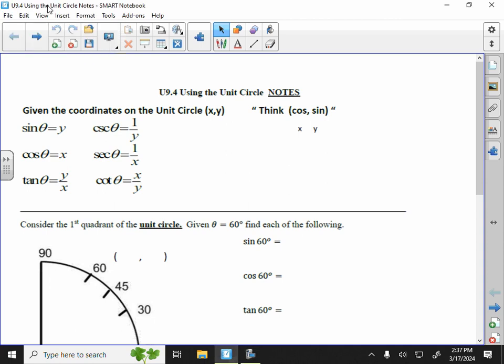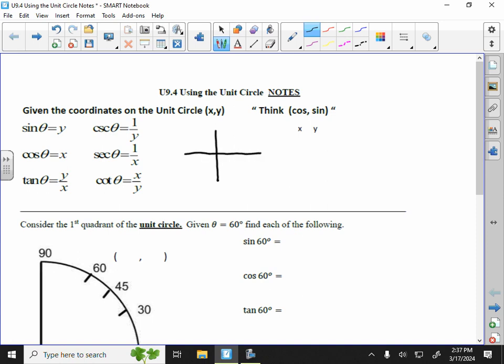All right, Algebra 2, we're going to go ahead and do Unit 9.4. We're going to use the unit circle, so you should have one that's filled out for the degrees, the radians, and the ordered pairs. And so today we're going to look at how to use the unit circle to answer questions. And so kind of think of SOHCAHTOA, our right triangle here in quadrant 1.